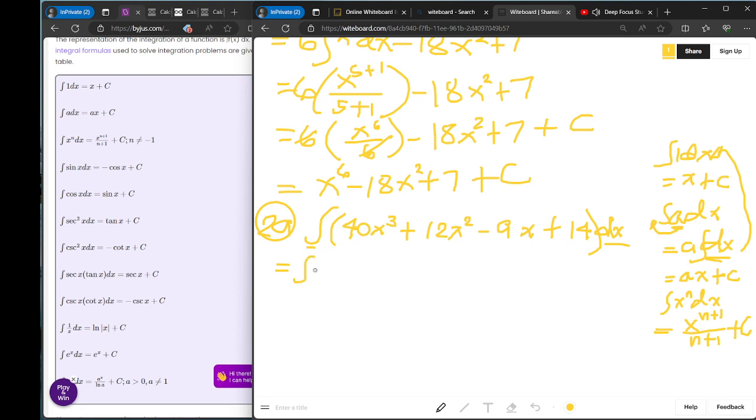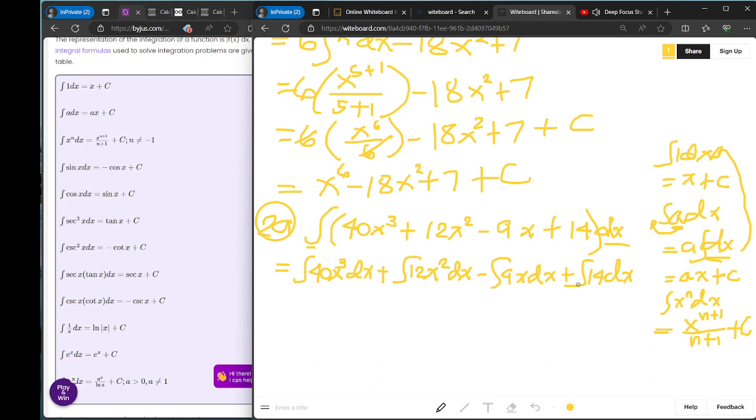So this will become the integral of 40x cubed dx plus the integral of 12x squared dx minus the integral of 9x dx plus the integral of 14 dx.